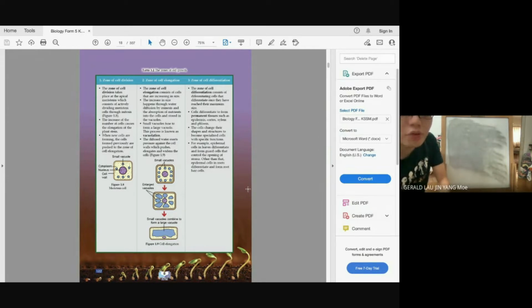That means you will differentiate into other types of cell. Once they have reached their maximum size, they form permanent tissue. Cells change their shape and structure to become specialized cells. Okay. So for example, epidermal cells in the leaf differentiate and form guard cells. So you know guard cell, the structure is how. And then epidermal cells in root differentiate and form root hair cells.